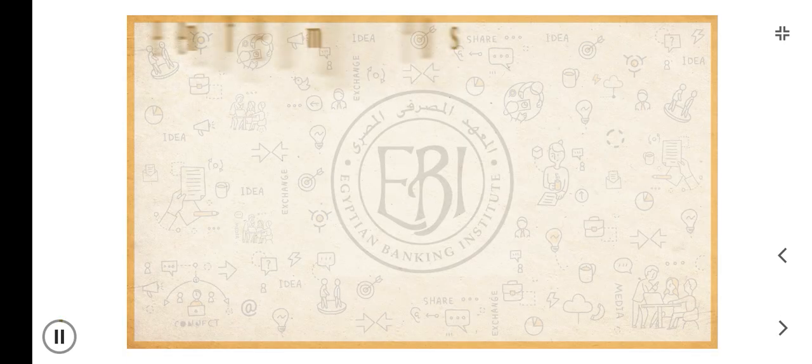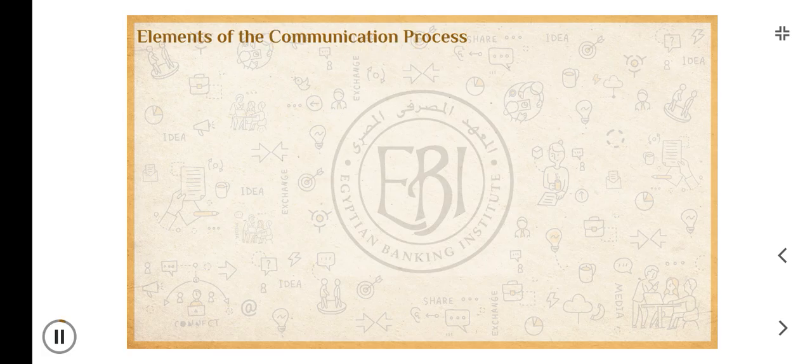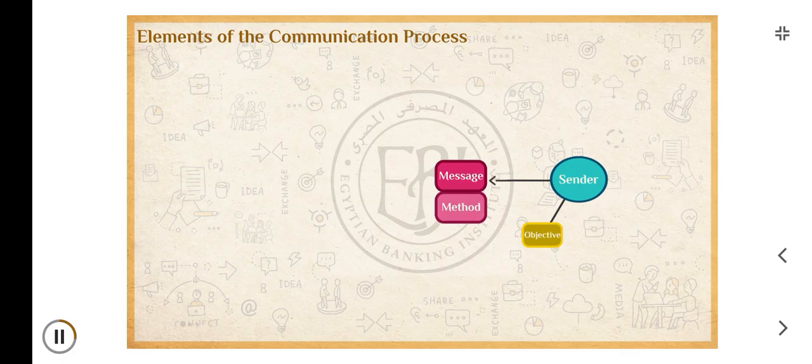Elements of the communication process. The first element of the communication process is the sender, who must have a specific objective that he or she wants to accordingly convey with his or her message. The sender then decides on the form of the message and must choose the method in which to employ that message.